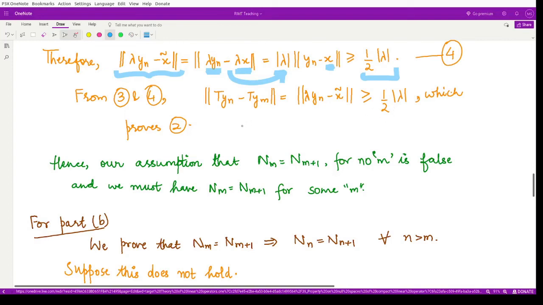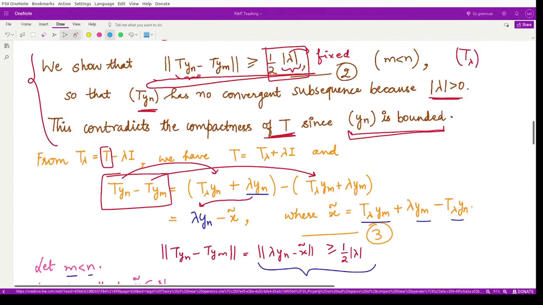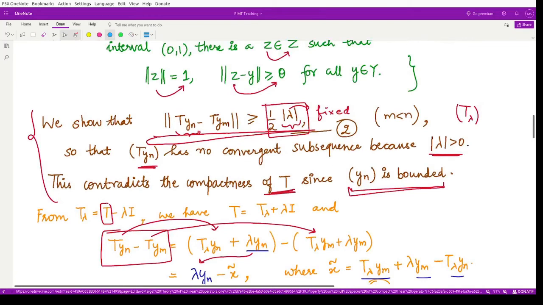So this proves equation 2 here, and because T is given to be a compact linear operator and y_n is a bounded sequence, this result gives a contradiction to the compactness of the operator T, and hence we reach a contradiction.